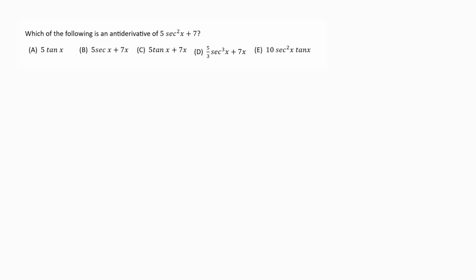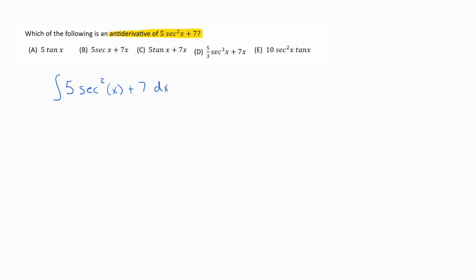This example is asking us to find the antiderivative for this function right here. So antiderivative is just another way of saying the integral. So they want us to find the antiderivative, the integral of 5 secant squared x plus 7.